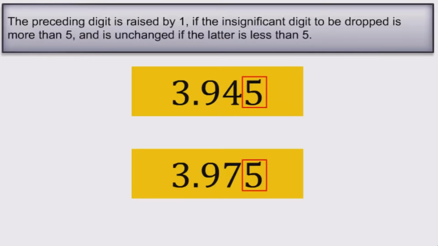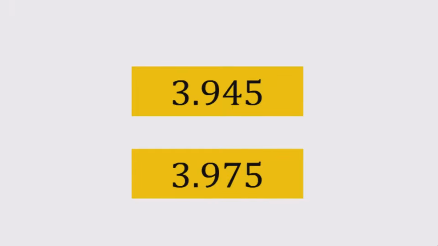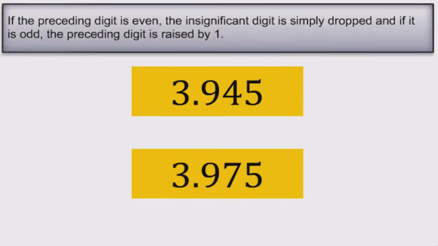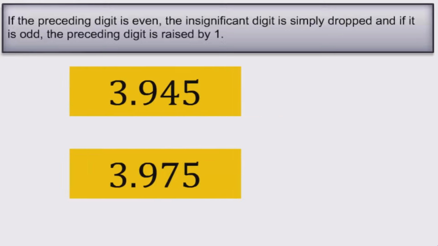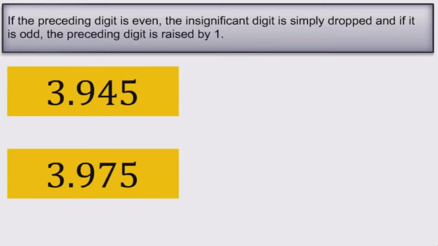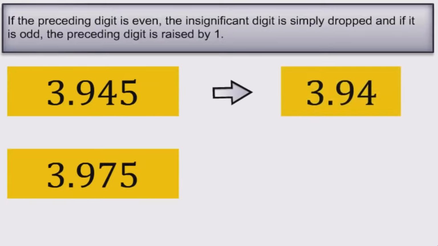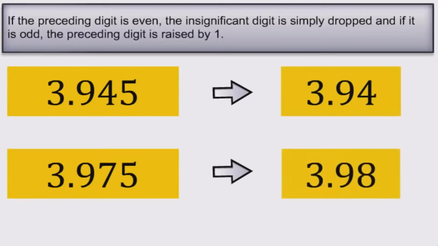To do this, we have another convention, which states that if the preceding digit is even, the insignificant digit is simply dropped, and if it is odd, the preceding digit is raised by 1. Thus, the answers are 3.94 and 3.98 for the rounded off numbers as shown.